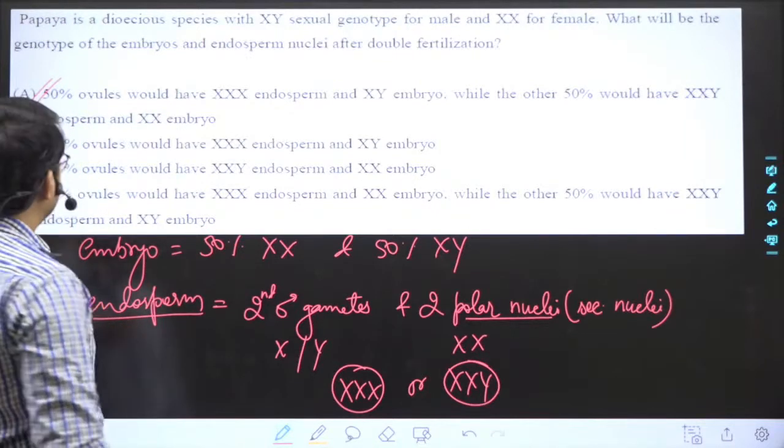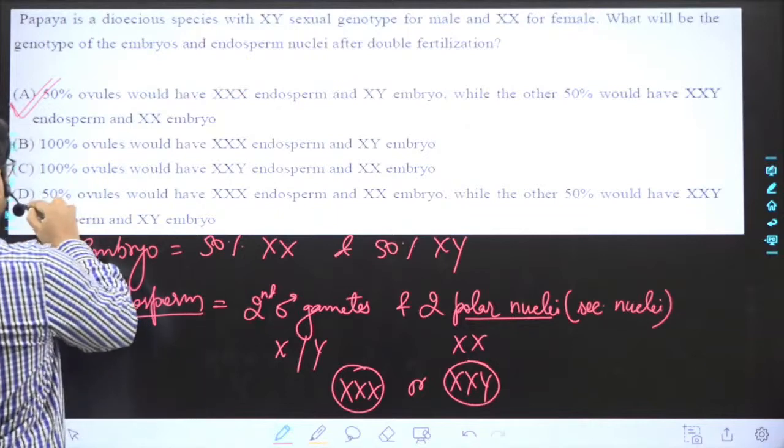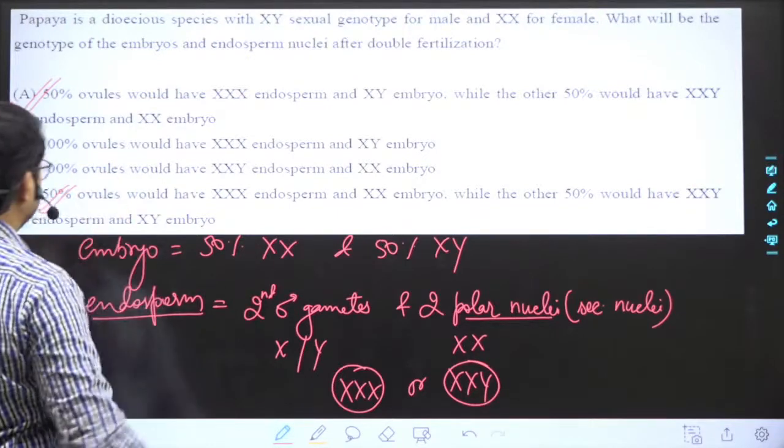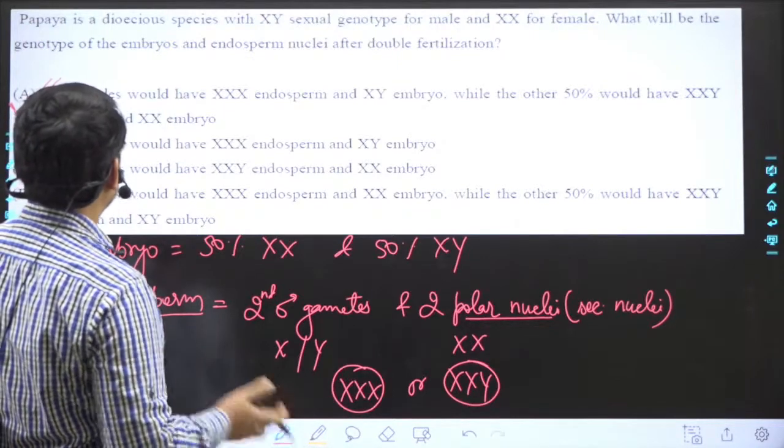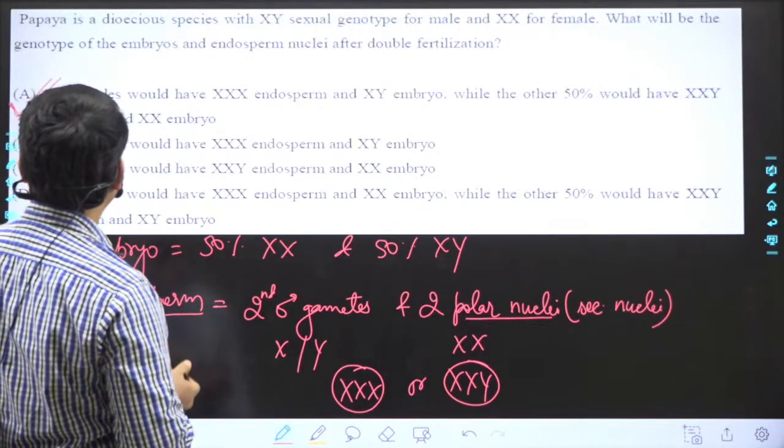Even the D option is the same thing, right? So either A or D. These people have written the same option. One second, just a minute.